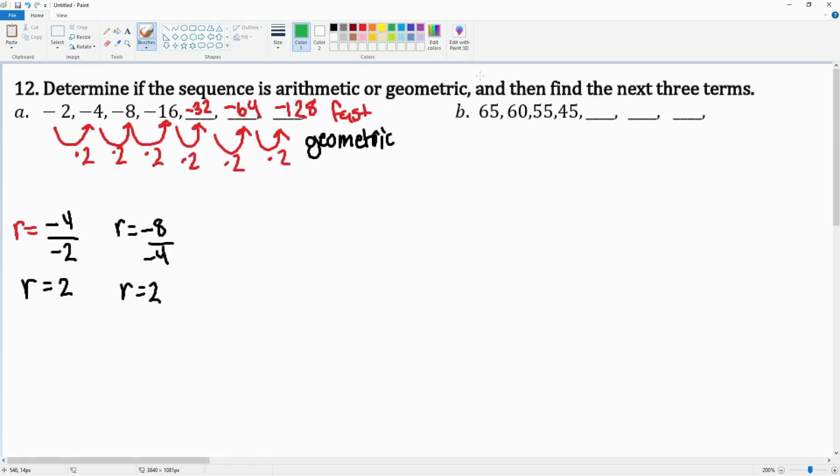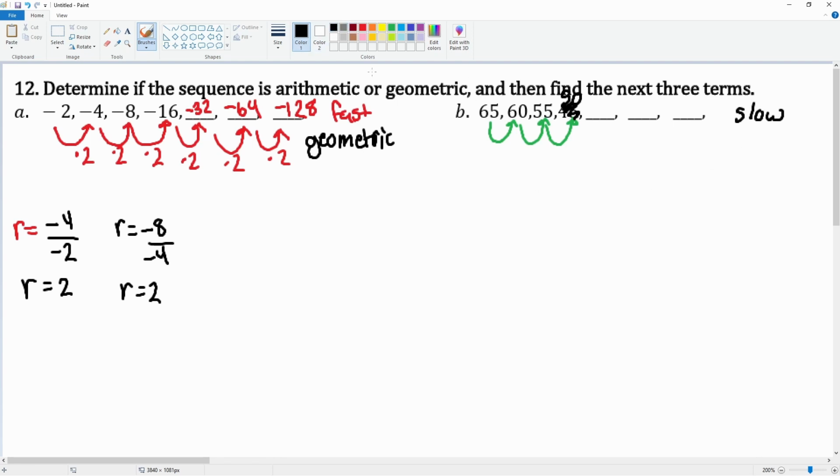Now, let's take a look at this one. It goes from 65 to 60 to 55 to 45. That should not be 40. Sorry, this should not be a 45. I think, hold on. Yeah, this is supposed to be a 50 for this to work. This needs to be a 50, okay? Because it's going very slow.